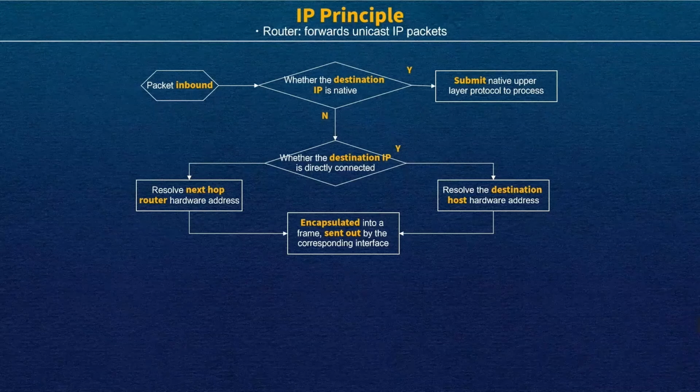If yes, I will directly resolve the destination host hardware address. That means I will directly ask the destination IP address, what's your MAC address? Because the router also has to do the encapsulation again to forward the traffic. But pay attention, if not, that means if you want to forward the IP packets to the destination, you still have to forward the information to the next router or to the next layer 3 switch.